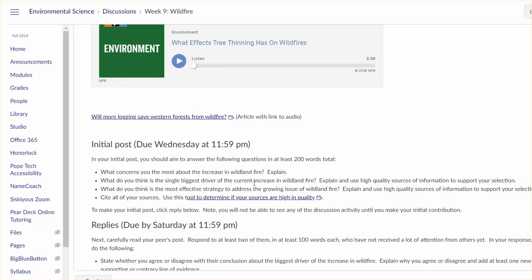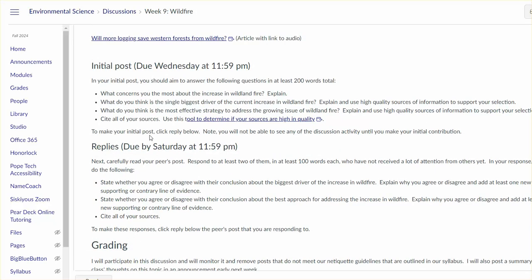As always, please explain yourself using high quality sources of information and cite all of your sources so we know where you got the information. Towards the end of the week, make sure you check into this discussion and respond to your peers. So here's some guidelines for the grading of that portion of the discussion.